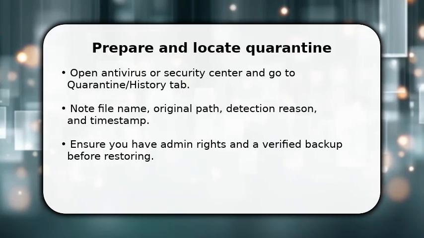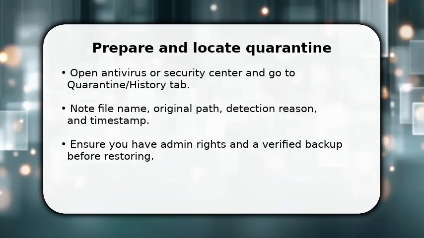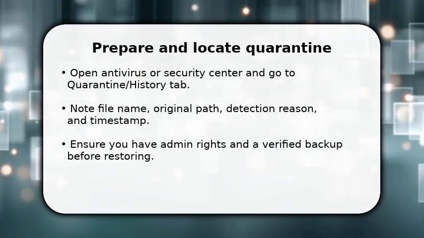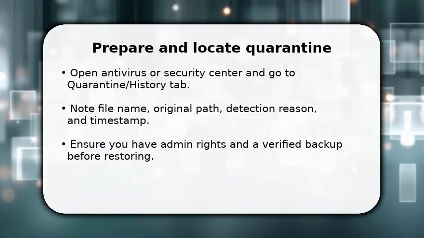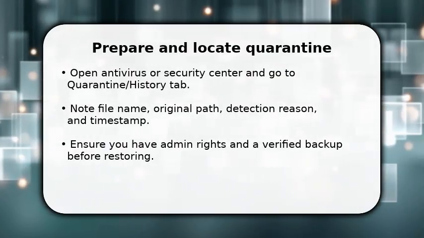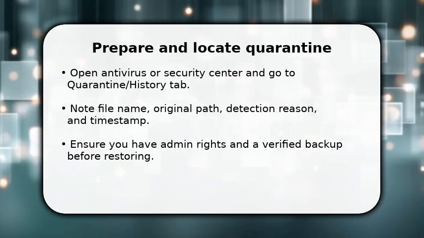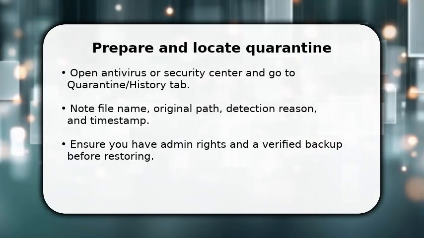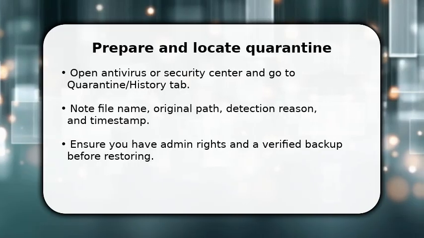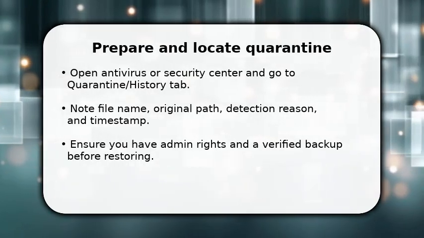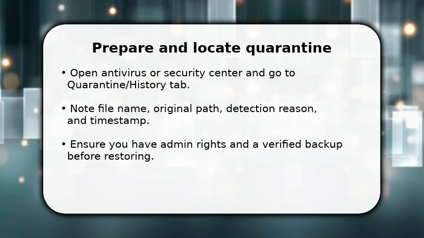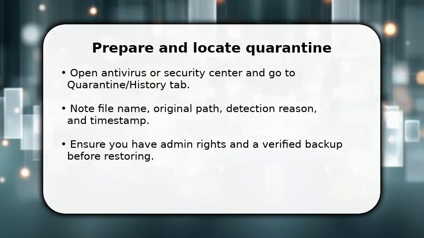You start by opening your security app and navigating straight to the quarantine or history area. This is where removed files live. Once there, inspect the file name, original path, and why it was flagged so you make an informed decision. Make sure you have administrative privileges and a recent backup. Restoring risky items without a backup is avoidable.